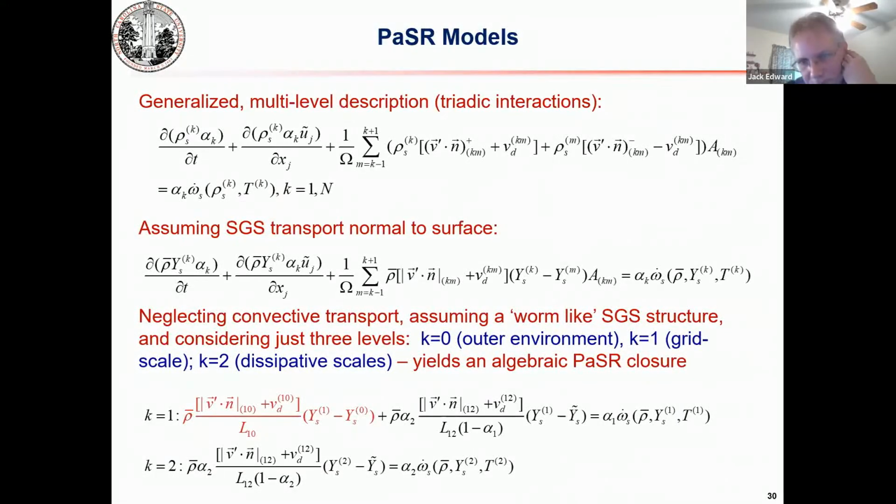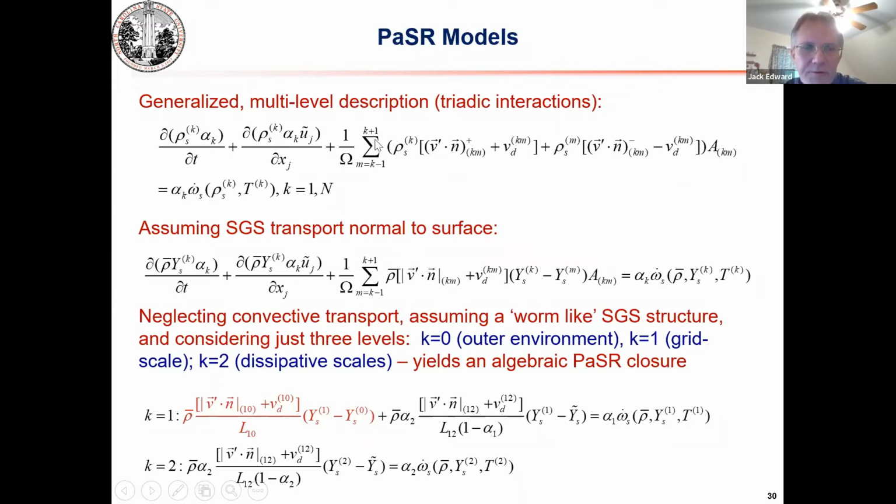How about PASR? Well, PASRs can be as sophisticated as you like. What I'm writing in the first equation is a multi-level PASR type description, where you basically are representing different reactive environments with different volume fractions. So you take a mesh cell, you partition it in some way among volumes of structure, and then you try to account for interchanges among those different sizes of structures. So you basically have a transport term, you have an interchange term, which assumes a triadic interaction, and then you've got the chemical production rate for your particular scale.